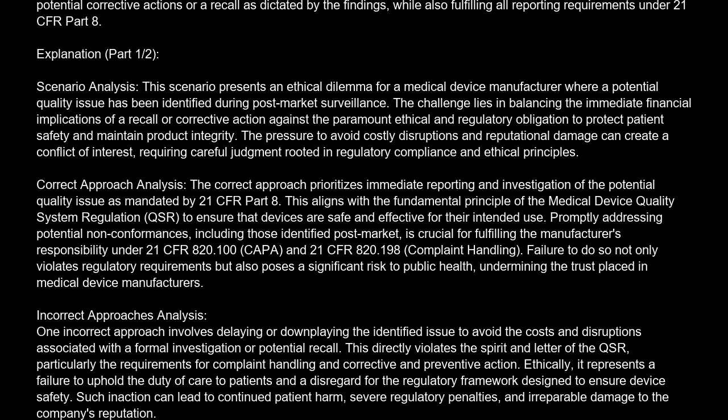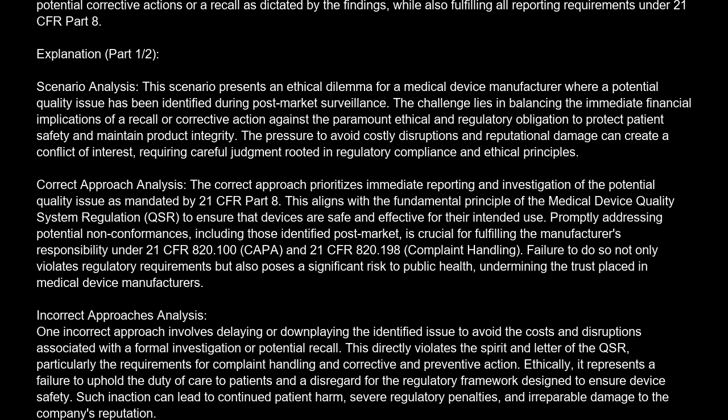The correct answer is A. Initiate a comprehensive investigation into the reported malfunctions, including root cause analysis, and prepare for potential corrective actions or a recall as dictated by the findings, while also fulfilling all reporting requirements under 21 CFR Part 8.